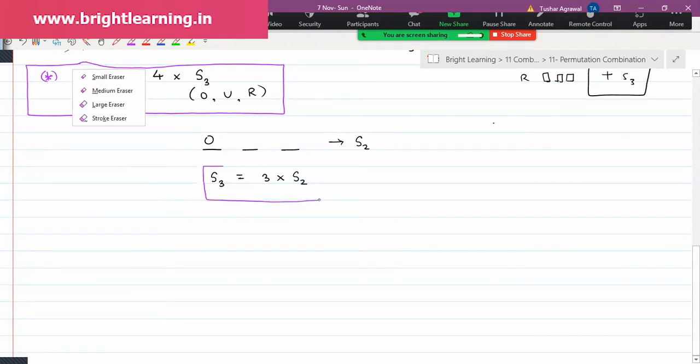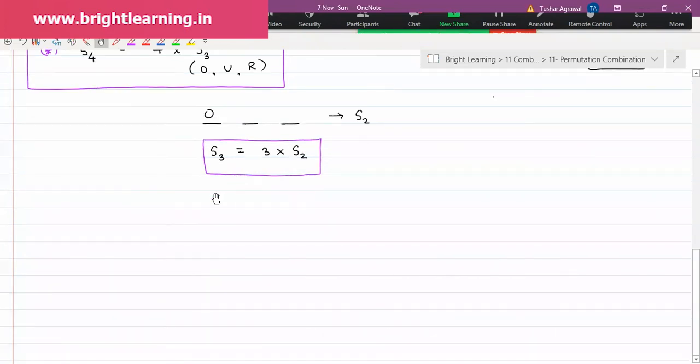Same logic, unitary method. First position, S2 arrangements. So for the first position, there can be 3 possible ways: O, U and R. So 3 into S2. And what is S2? Either you can repeat it, or directly write 2. For S2, only 2 letters are there, U and R. So it is either UR or RU. So you can just directly write 2, or you can extend the idea.